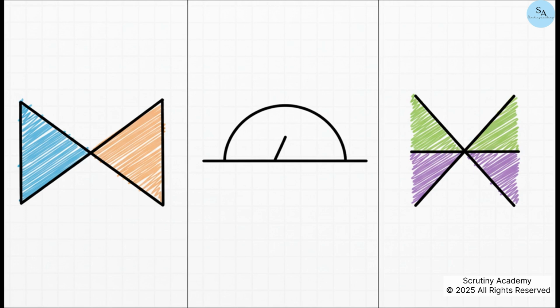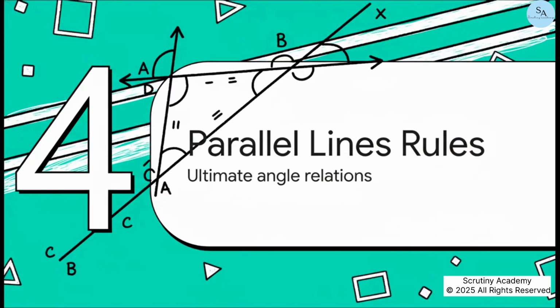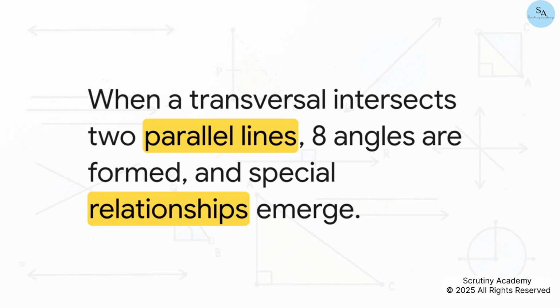These last 2 rules, they're your secret weapons. All right, let's get to the most powerful section in our entire toolkit. What happens when you have 2 parallel lines and a third line, called a transversal, comes and slices right through them? So when that transversal hits the parallel lines, it creates 8 different angles.